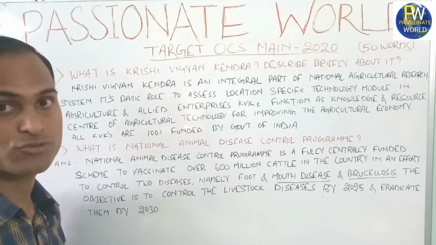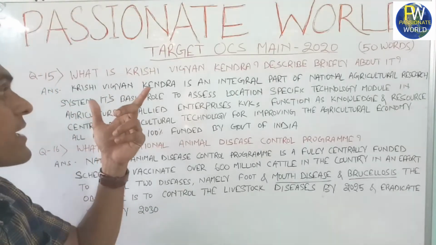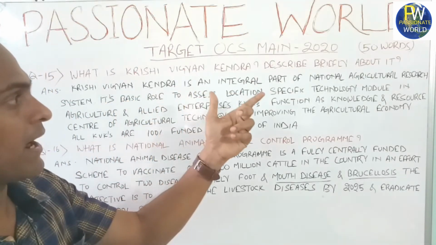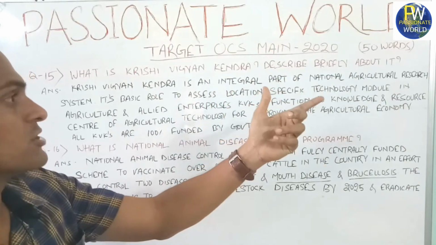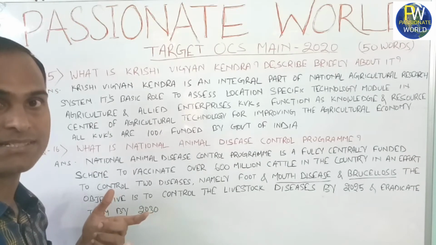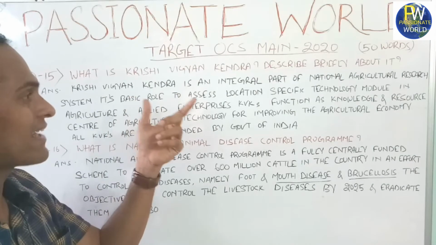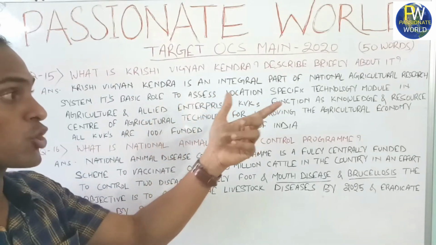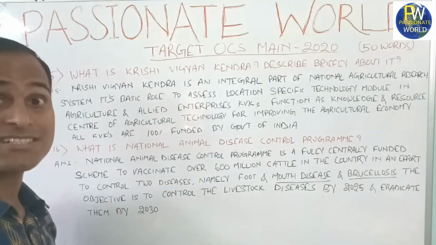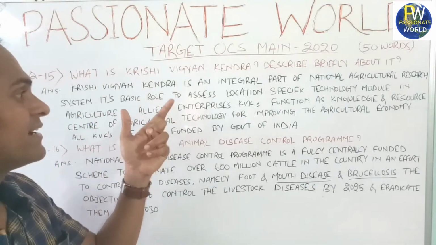Krishi Vigyan Kendra, you are supposed to be knowing for being a civil servant. Krishi Vigyan Kendra is an integral part of the National Agriculture Research System. Its basic role is to assess the location-specific technology module, and agriculture allied enterprises.